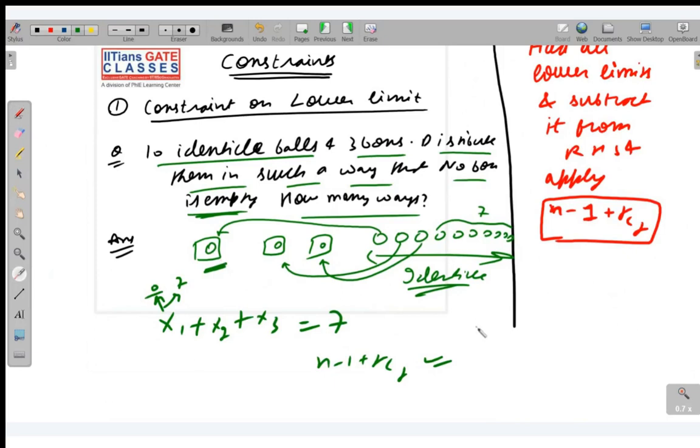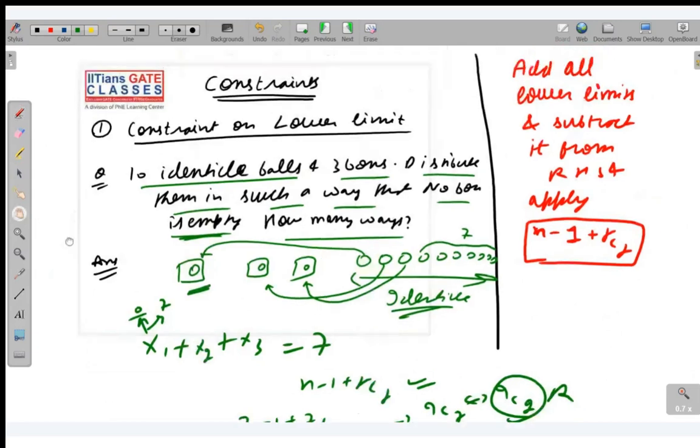So the simplest way is what should be done now. Whenever we say that no box should be empty, you give one ball to each of the boxes, and then for the remaining balls you apply the formula. So x1 plus x2 plus x3 is equal to 7, n minus 1 plus RCR. n is the number of variables, 3, so 3 minus 1 plus 7C7. So it comes out to be 9C7, and it is nothing but 9C2. This is my answer. I hope I have made the point clear to everybody.